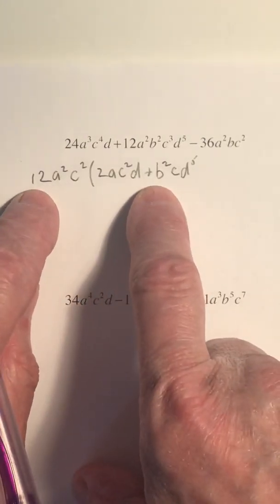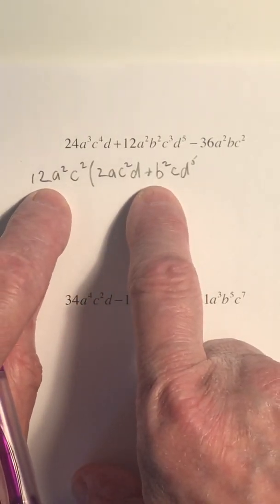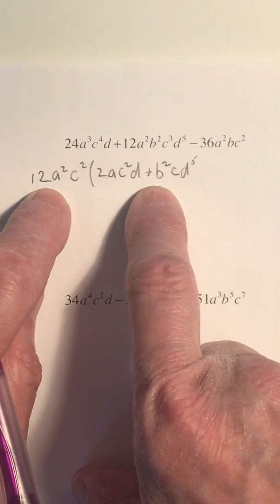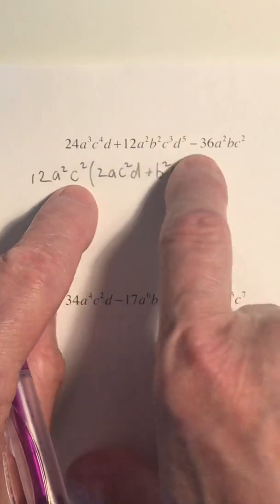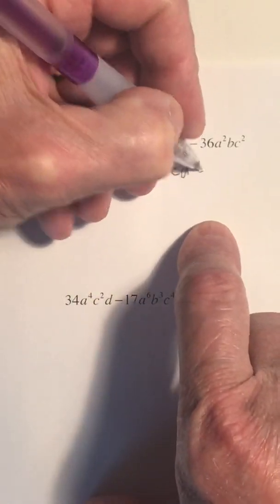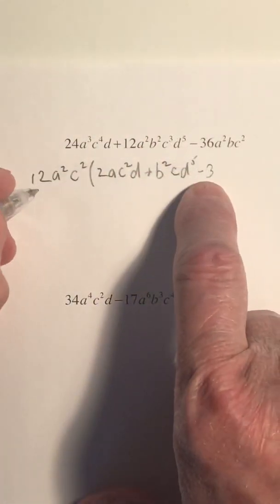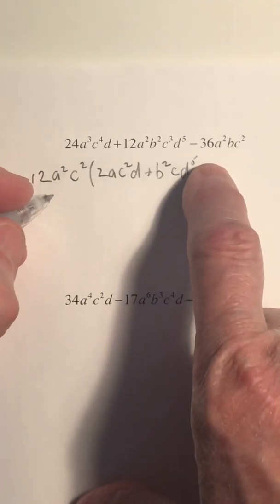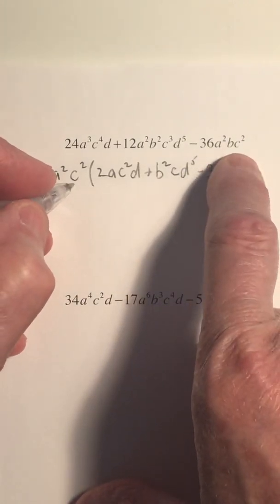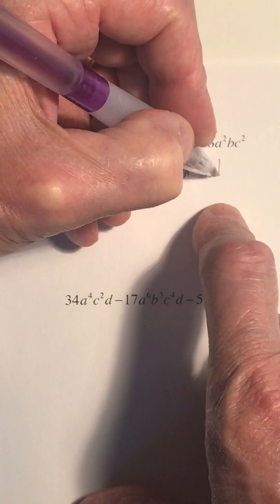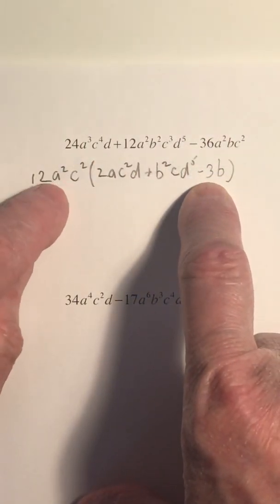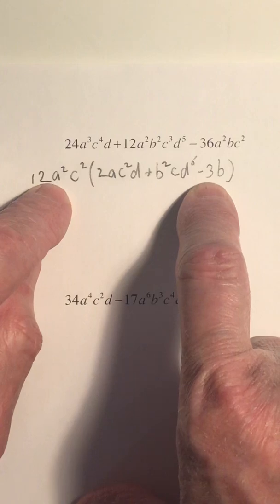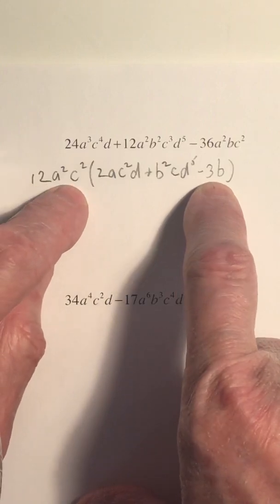So there's 12, A squared, B squared, C to the 3rd, D to the 5th. Matches up. And minus 3 to get the 36 to reappear. A squared is already correct. The C squared is already correct. So what's missing? Just a B. Okay, that's minus 36, A squared, B, C squared.